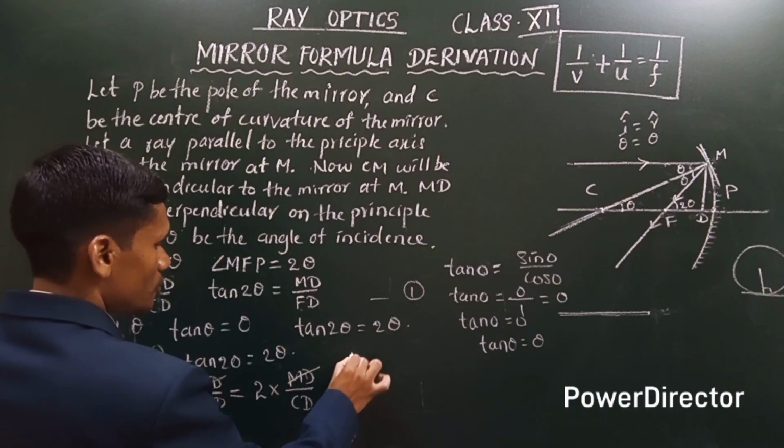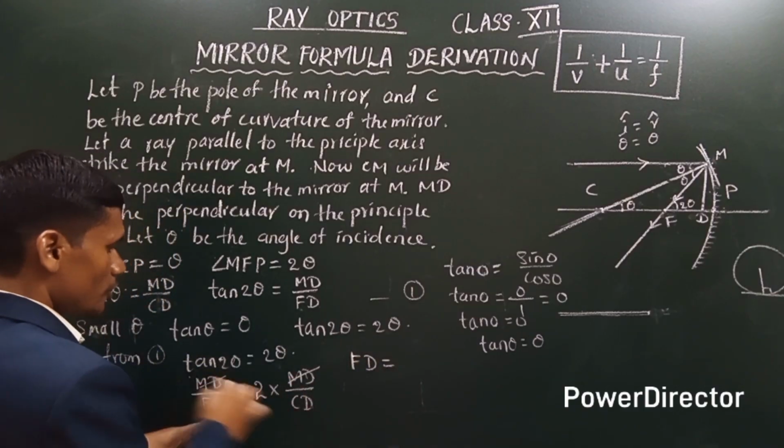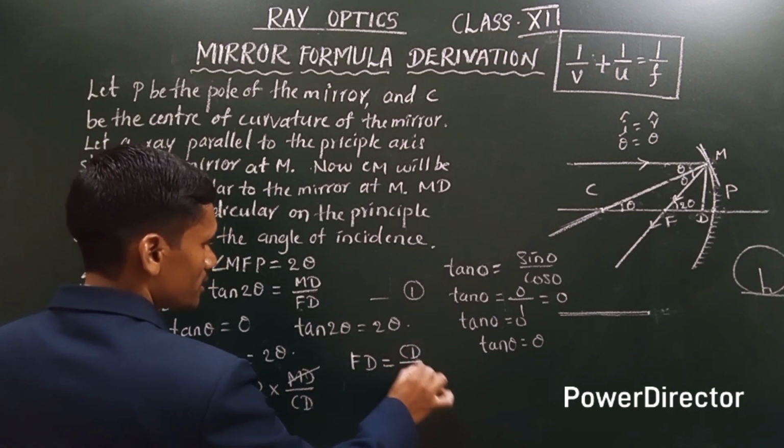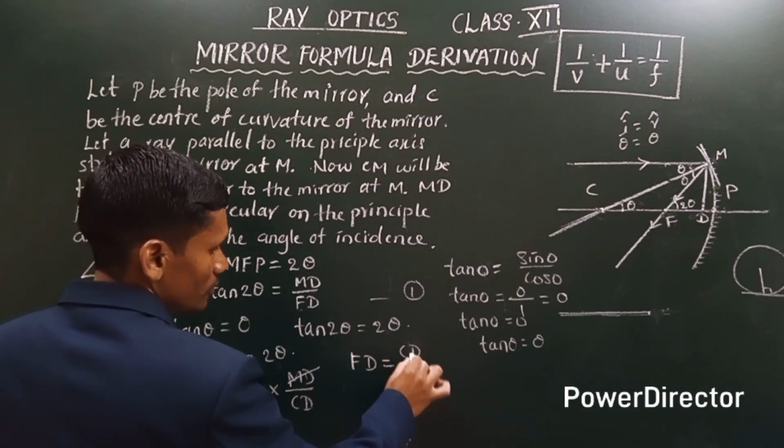FD comes to the numerator, so FD will be equal to CD, which comes to the numerator, and the 2 goes to the denominator, that is, divided by 2. CD by 2, you got. Okay, CD by 2 we got.